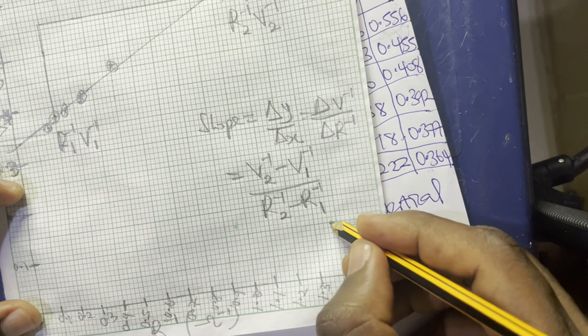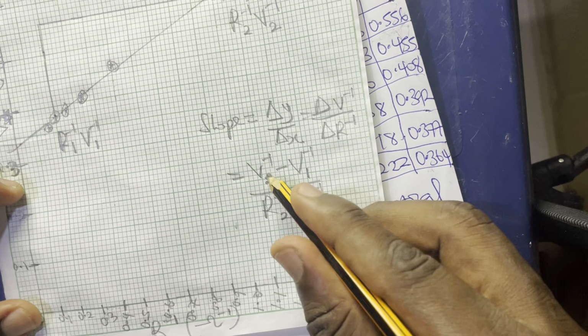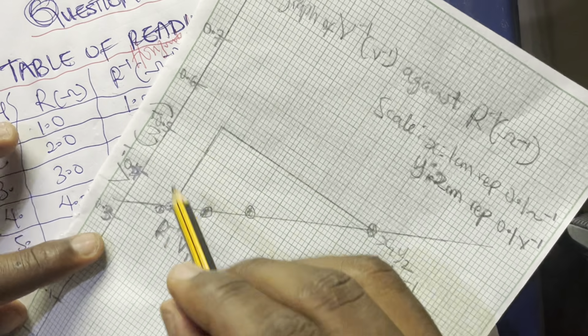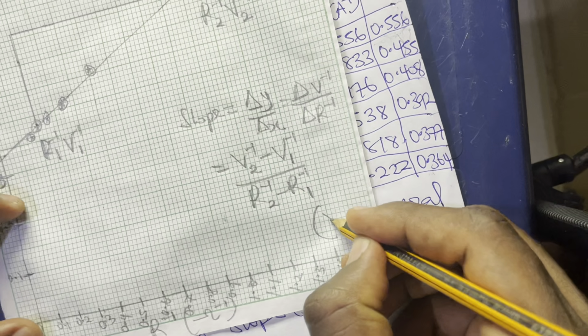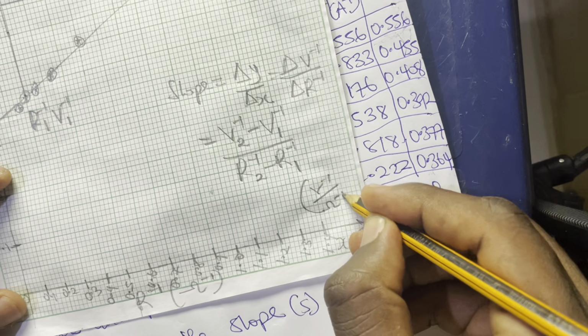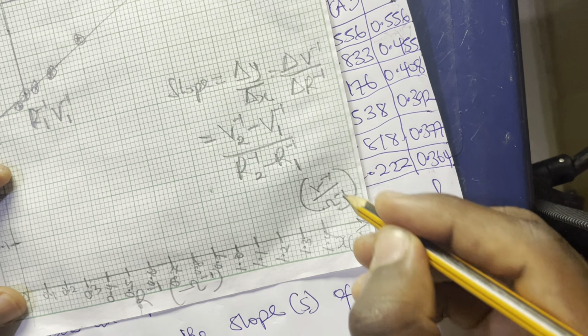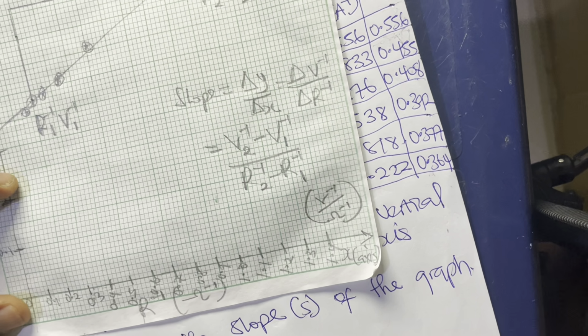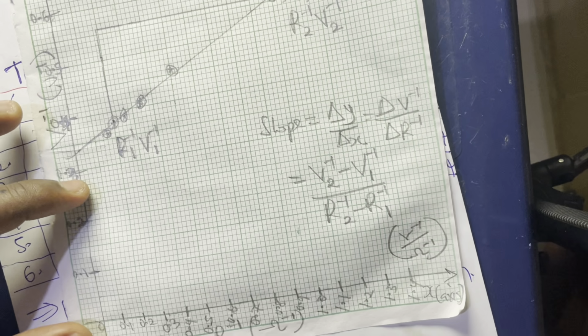Note the unit first. The unit for the v inverse is what? It is inverse of V, all over inverse of ohms. So that's going to be the unit. You understand? Good. Now let's calculate the slope.